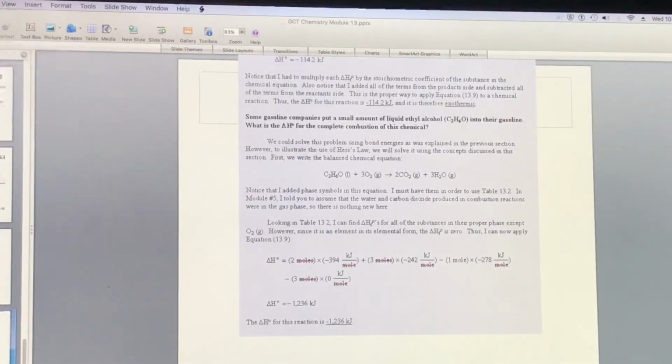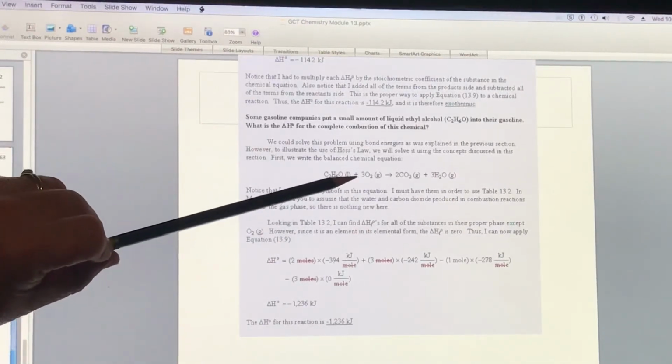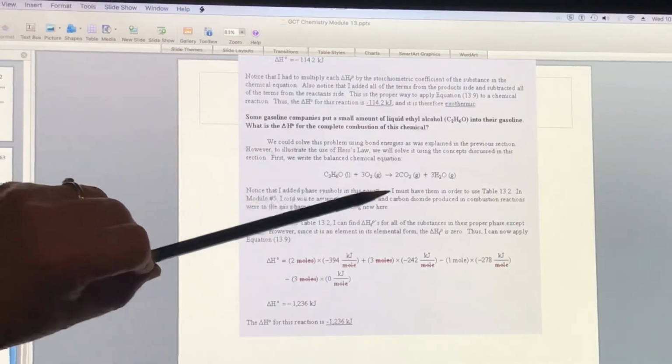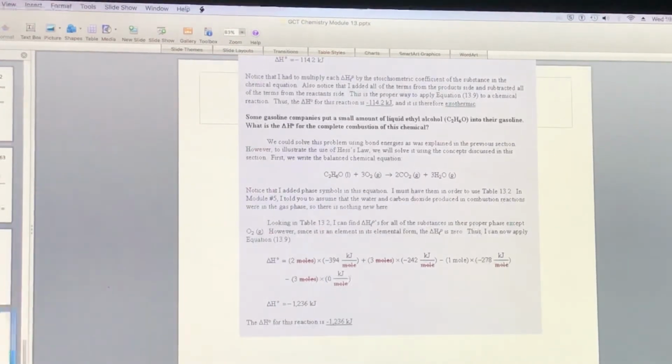All right, let's look at the second half of example 13.3. It says some gasoline companies put a small amount of liquid ethyl alcohol into their gasoline. What is the delta H for the combustion of this chemical? So again, a combustion reaction, we're reacting with oxygen and forming CO2 plus H2O. Now, we just simply access those values back on the table.